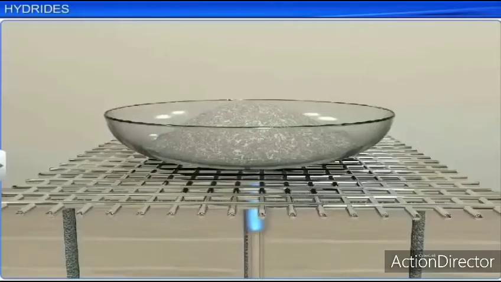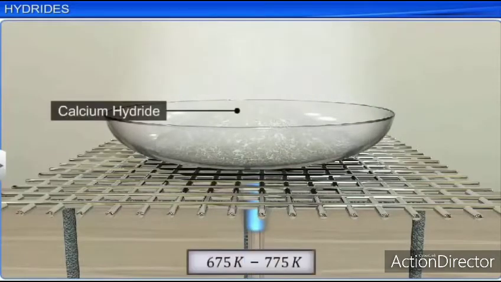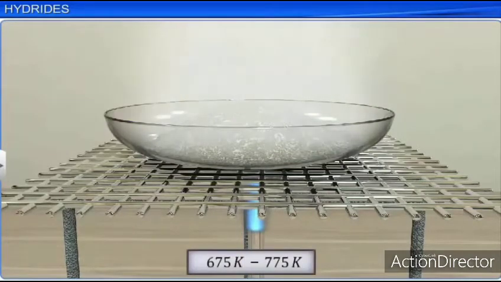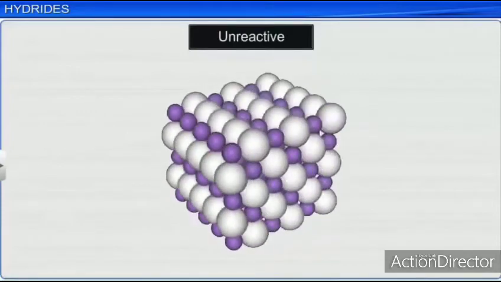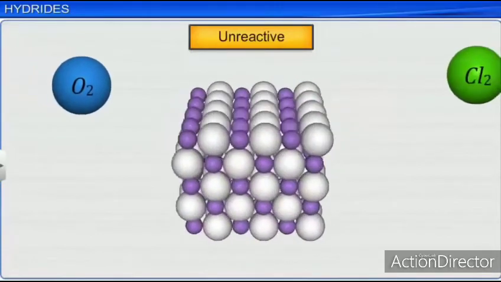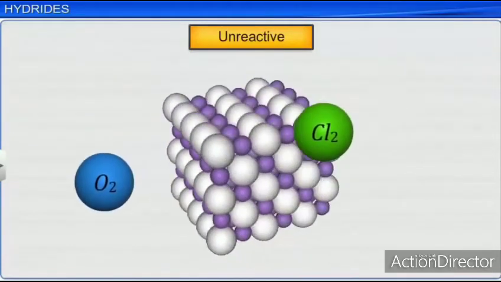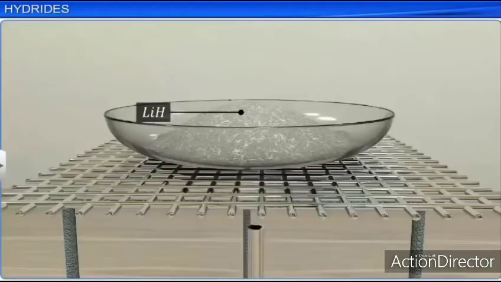Ionic hydrides decompose into highly inflammable dihydrogen and undergo combustion when strongly heated in air. For example, calcium hydride, when heated at 675 to 775 Kelvin, decomposes into calcium and dihydrogen. Unlike other ionic hydrides, lithium hydride is unreactive at moderate temperature with oxygen and chlorine gas, and is used in the synthesis of other useful hydrides such as lithium aluminium hydride and lithium boron hydride.